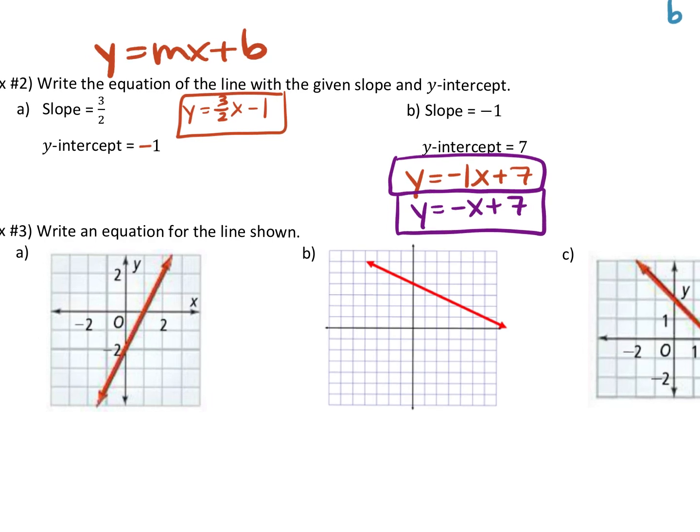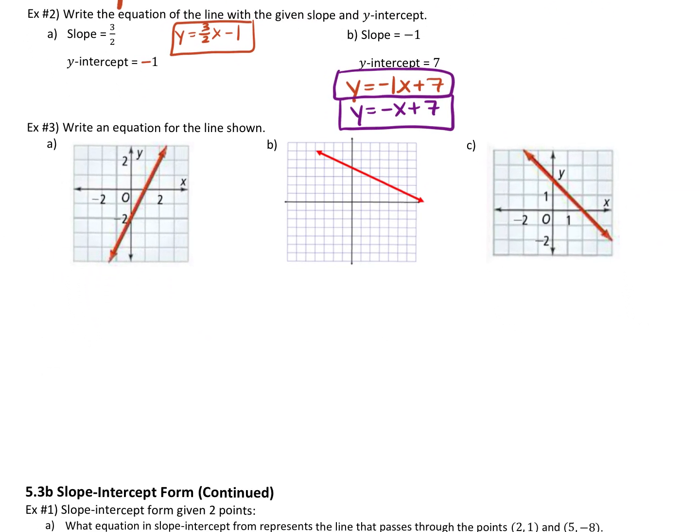Okay, last thing. Now you're going to write an equation, still y equals mx plus b, but now you have to find the m and find the b. So I would start these like this. I would say m equals and b equals, and then I would put it into the form. So if you look at this problem, your best bet is to pick 2 points that fall perfectly on the graph. So like I would pick 0, -2, and 1, 0.